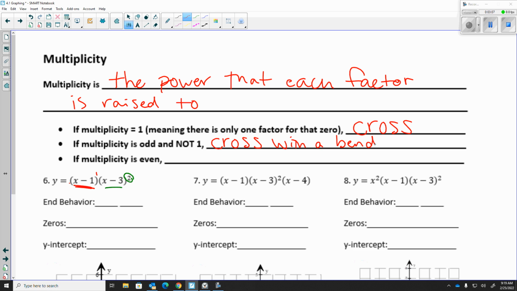Really, the only type of multiplicity that we're going to work with other than 1 is if the multiplicity is even. So if it's 2 or 4 or 6 or some even number. And if the multiplicity is even, the graph is going to bounce at that x-intercept. Okay? I'm going to give you a second to write that down if you're writing it down, and then I'm going to show you what I mean here, because this might not make a ton of sense. Just saying what all this stuff is, it'll make more sense when you see it.